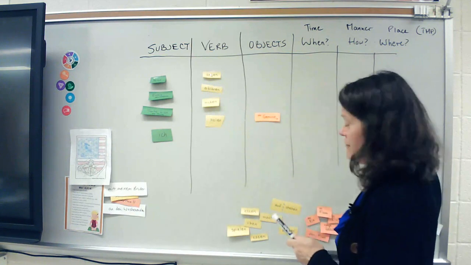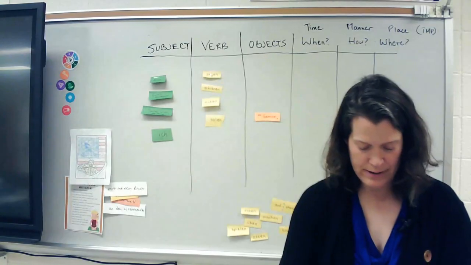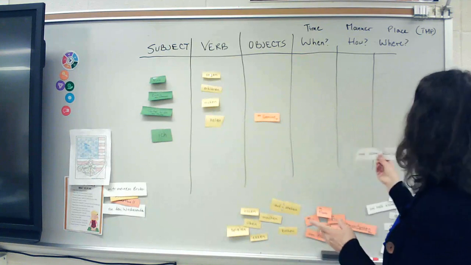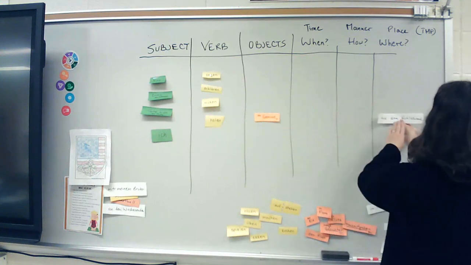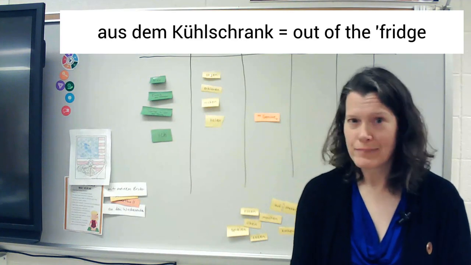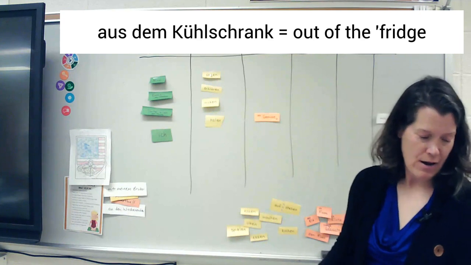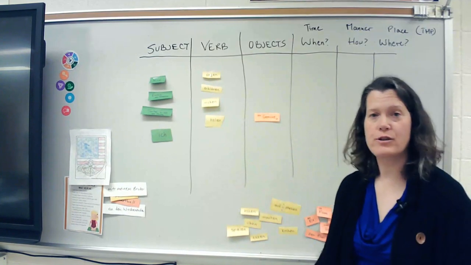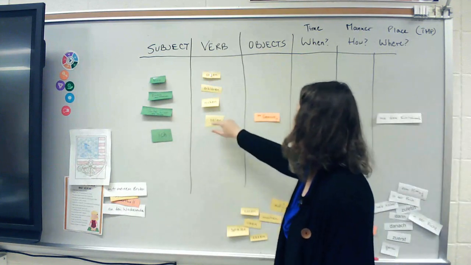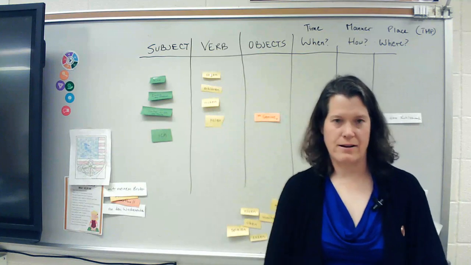Now, all of these words I have are the same color. They are all white. So the question is, where does she get the vegetables? Aus dem Kühlschrank. Kühlschrank? Remember? Out of the refrigerator. She gets them out of the refrigerator. Or you can say from the kitchen, von der Küche. Tante Lisa holt die Gemüse aus dem Kühlschrank. She gets it right out of the refrigerator.